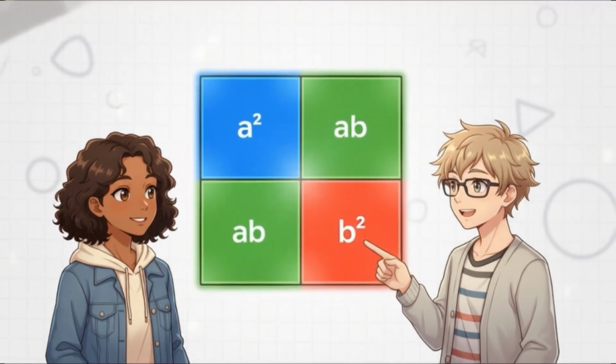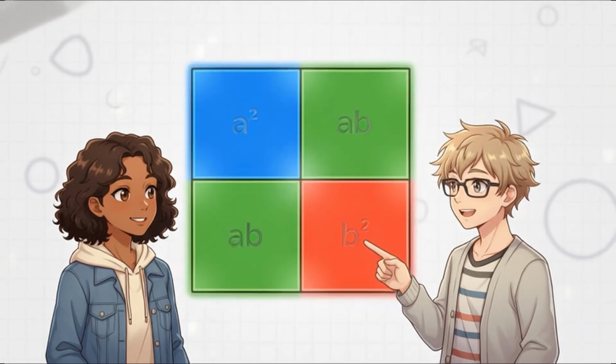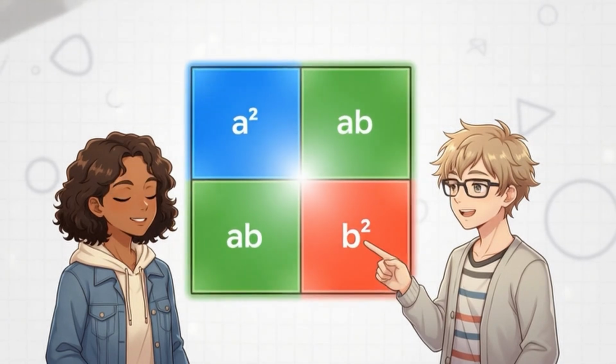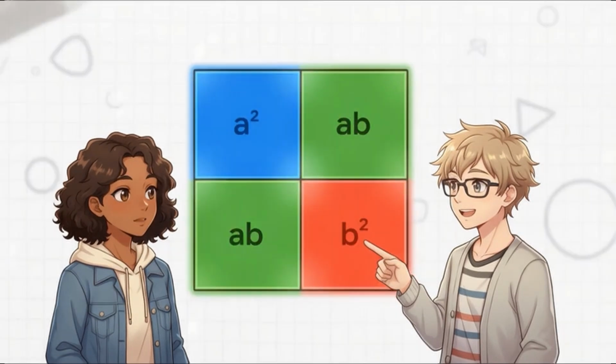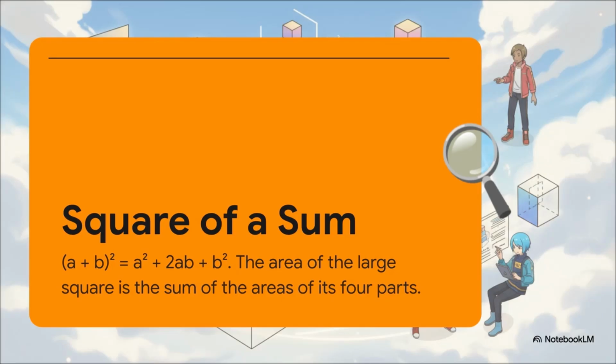See that? We've got a little square up here that's a by a, so its area is a squared. We've got a bigger square down here that's b by b, so b squared. And then what's left? Two identical rectangles. And each of those is a wide and b tall, so their area is a times b. So, think about it. The area of the whole big square, (a plus b) squared, has to be the same as all its little pieces added together. What do we have? We have an a squared piece, a b squared piece, and two of those ab rectangles.